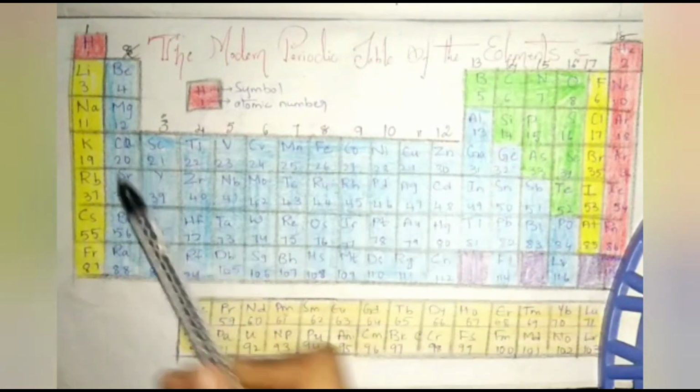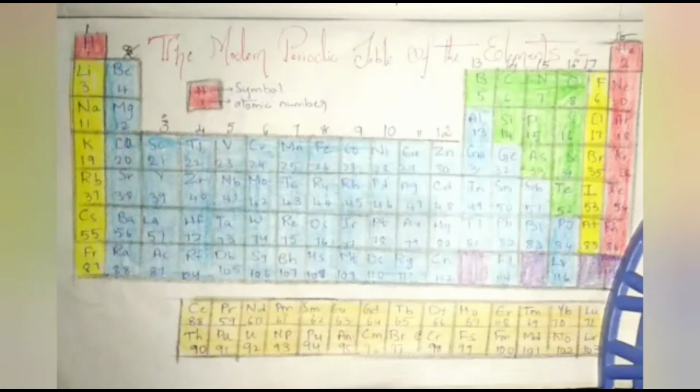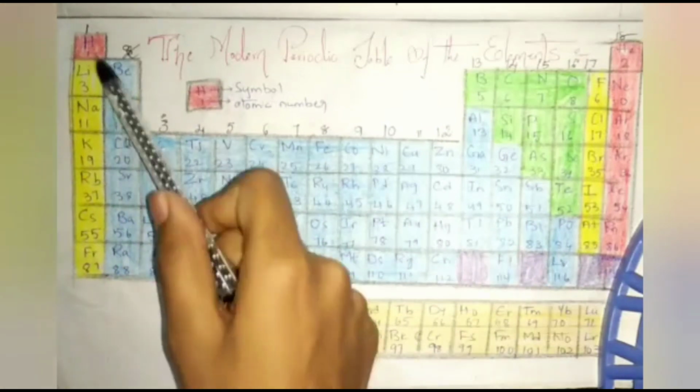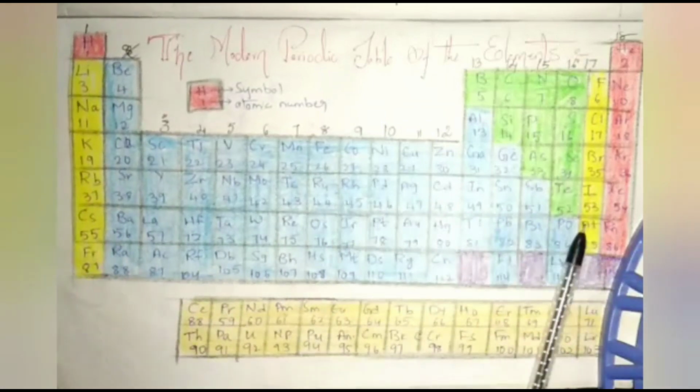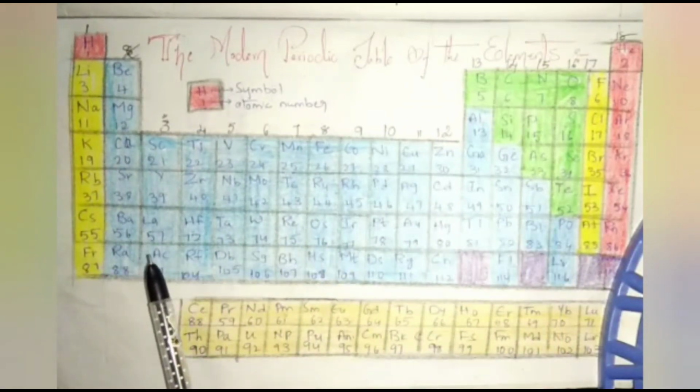So the periods are here. Sorry, these are the 18 groups and the periods are 7 periods. The period number corresponds to the highest principal quantum number n of the elements in the period.